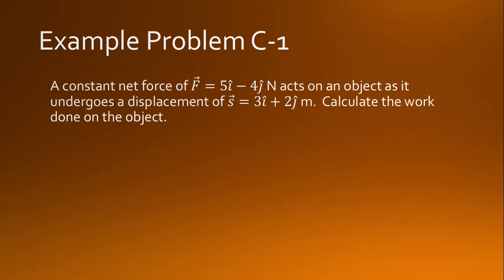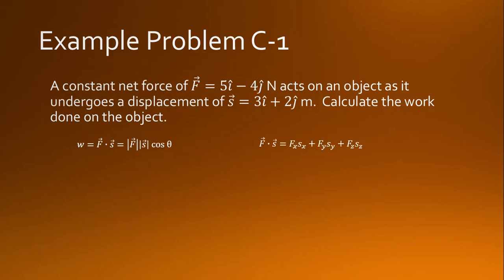So we're going to have a constant net force applied to an object, and I've made that net force 5i hat minus 4j hat newtons, and it's going to act on an object as it undergoes a displacement of 3i hat plus 2j hat meters. And I want to calculate the work done on this object. Well, work is equal to force dot displacement.